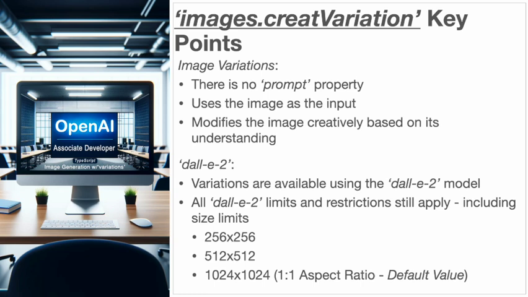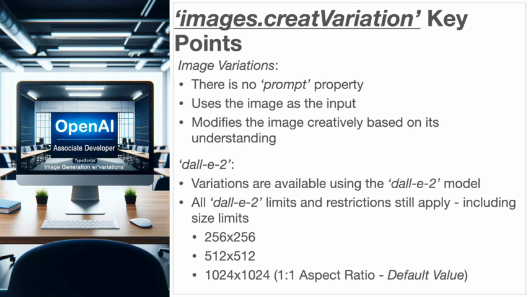It's important to note that the createVariation endpoint is only supported by the dall-e 2 model. This means all the dall-e 2 configuration property restrictions mentioned in previous lessons still apply. For example, the size limitations are the same: 256 by 256, 512 by 512, and 1024 by 1024. So be sure to understand the dall-e 2 limitations so your configurations are set correctly.